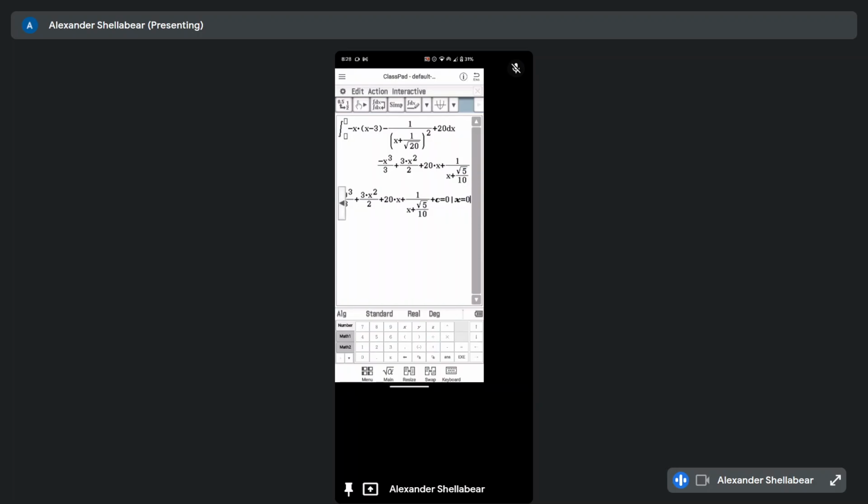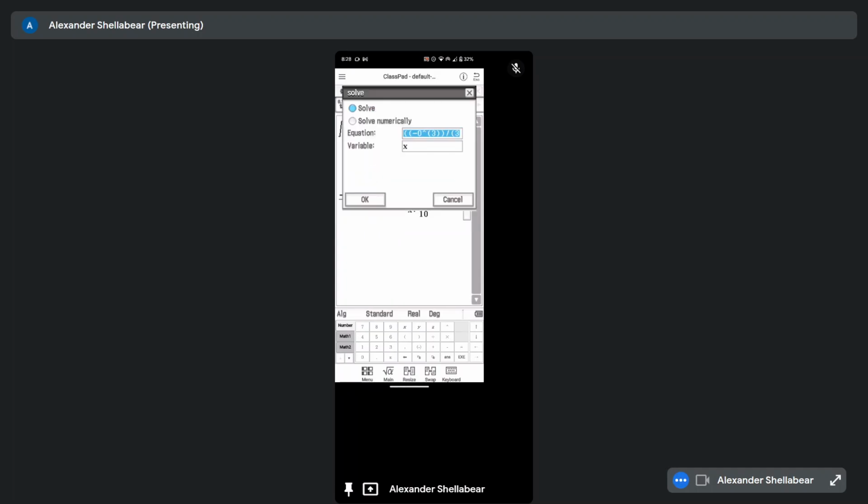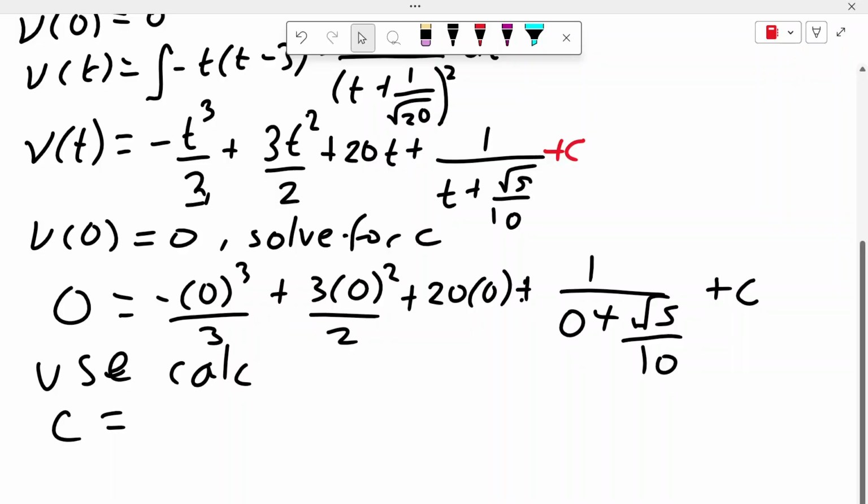All right, so now I can highlight this whole thing and go interactive, advanced and solve. And I want to instead solve for x. I want to solve for value c. Okay, and it says that c is equal to minus 2 times the square root of 5. Okay, so we go back here and we say that this is minus 2 square root of 5.